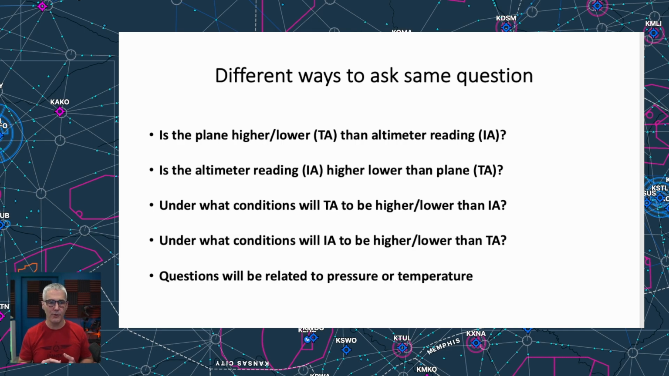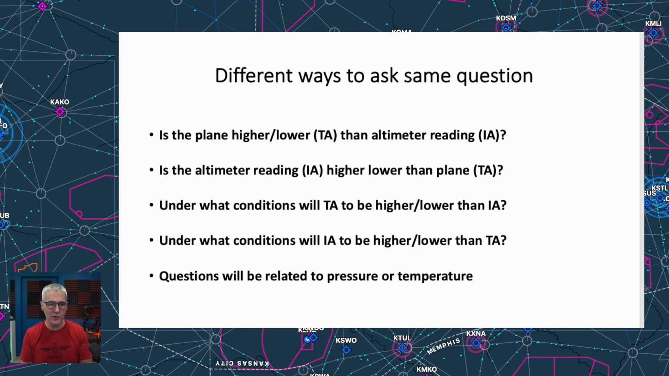Let's look at these first two. Is the plane higher or lower than the altimeter reading, or is the altimeter reading higher or lower than the plane? So think about this. Is A higher than B, or is B lower than A? I just described the same situation, but I used different terminology, and so that's how it can get very confusing. So watch what you're doing and go slow.